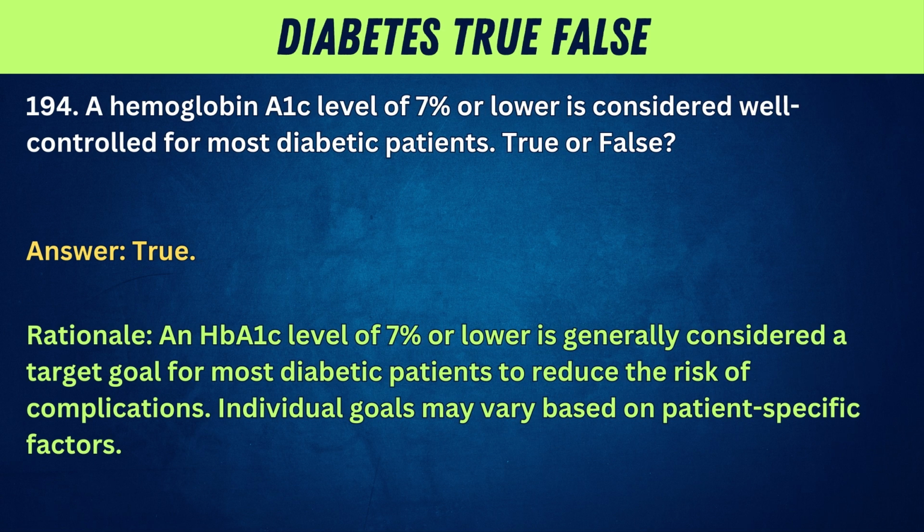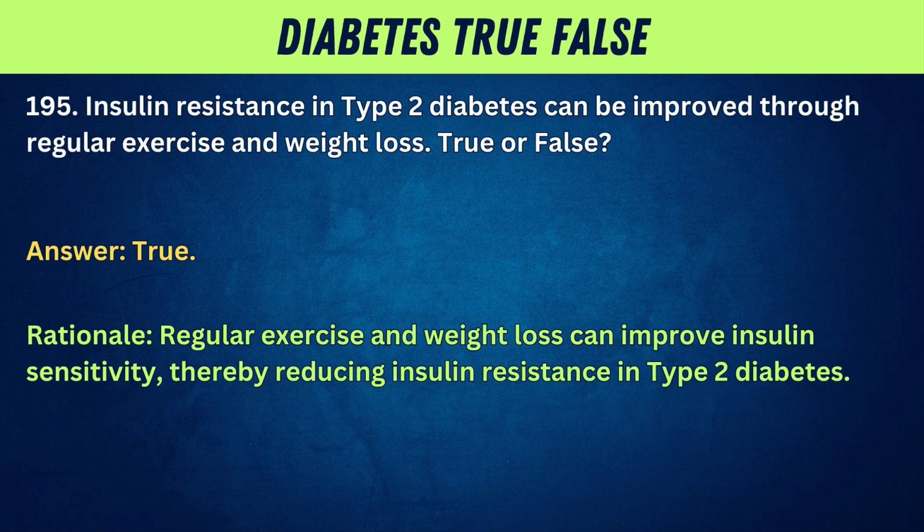194. A hemoglobin A1C level of 7% or lower is considered well-controlled for most diabetic patients. True or false? Answer: true. Rationale: an HbA1c level of 7% or lower is generally considered a target goal for most diabetic patients to reduce the risk of complications. Individual goals may vary based on patient-specific factors.